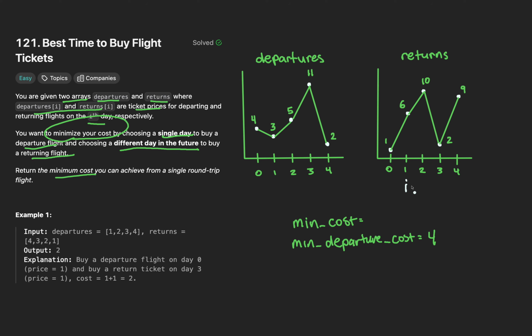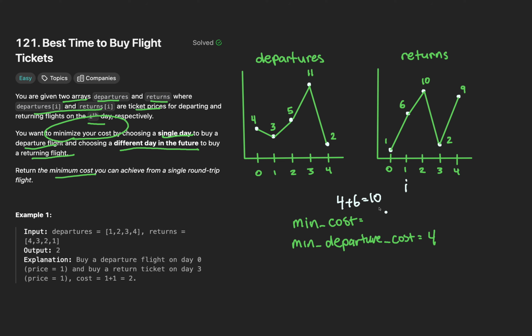As a side effect, that does mean we'd never consider a return ticket on day 0 ever, and that's okay. It's just a constraint of the problem. Alright, so on the first iteration of our for loop, if we had bought a minimum departure cost of 4 and a subsequent return ticket for 6, what is the total cost? 4 plus 6 is 10.